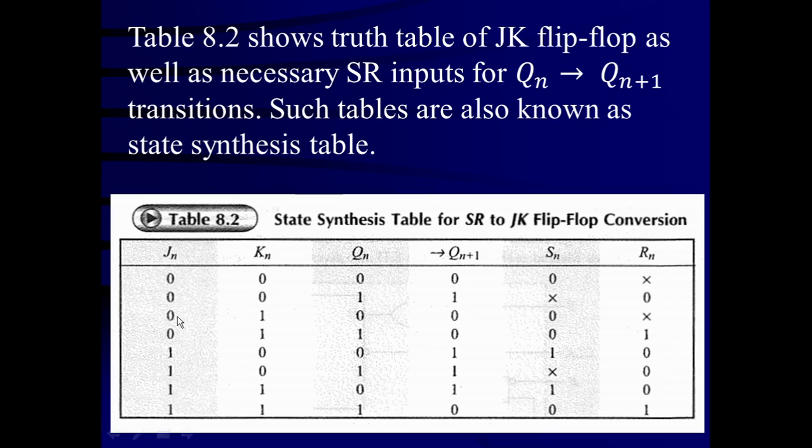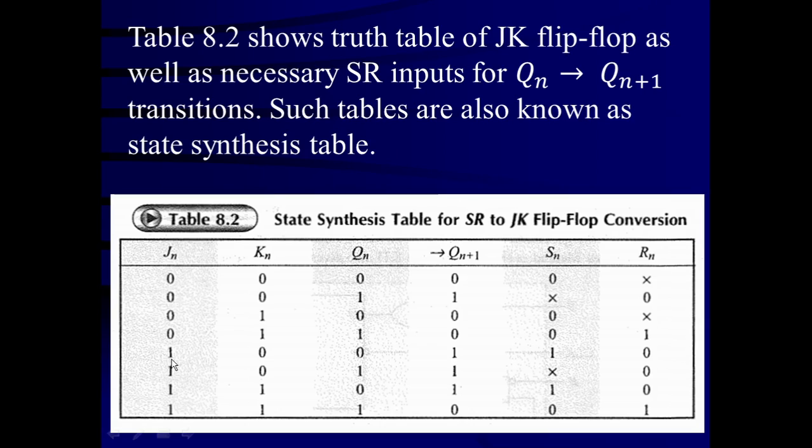The third condition given here is J is equal to 0, K is equal to 1, the reset condition. The flip-flop is going to be reset if it is not reset. If it was reset, it remains reset. That means if this reset condition is given to the JK flip-flop and the previous state is 0, that means it is reset, it remains reset. This means the next state is also 0. If the previous state is 1, it can be reset and it becomes 0. It makes a transition from 1 to 0.